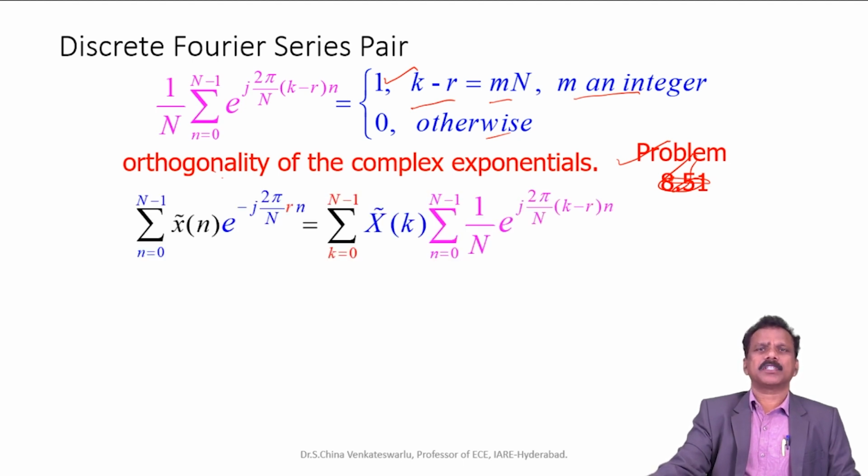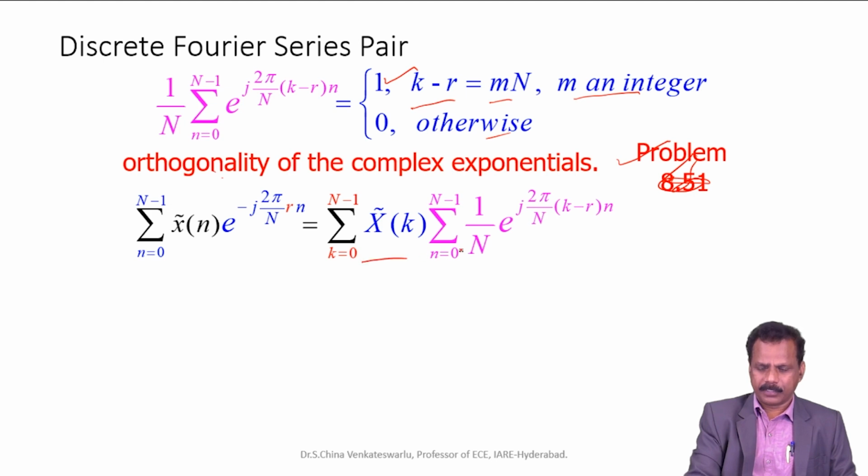Before that, the summation n equal to 0 to N minus 1 of x of n into e power minus j 2 pi by capital N rn is also equal to the summation k equal to 0 to N minus 1 of x of k, where the summation n equal to 0 to N minus 1 of 1 by N e power j 2 pi by N (k minus r) into n.